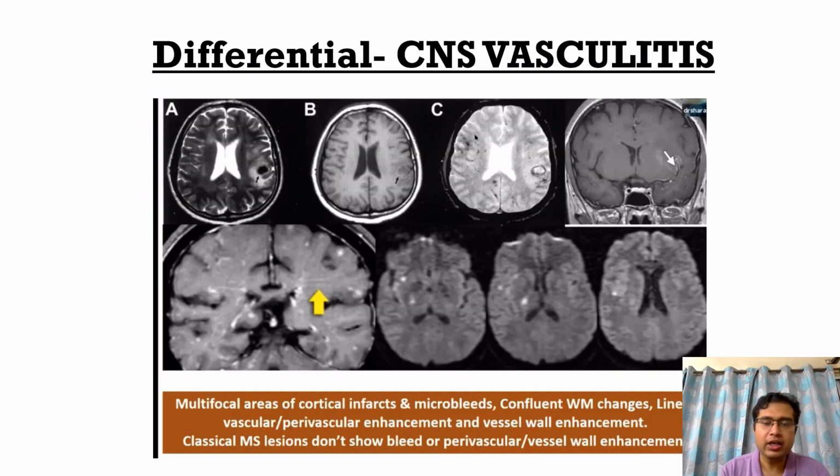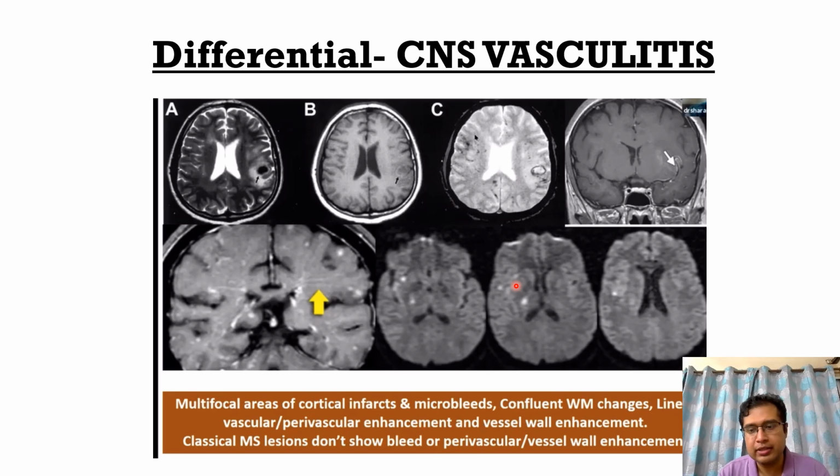So now coming to important differentials for multiple sclerosis, an important differential is actually CNS vasculitis. It's a very common and important differential that is considered by the clinicians. But how to differentiate between a CNS vasculitis and multiple sclerosis? These are also multifocal areas of hyperintensity which are seen on the FLAIR images and the T2 weighted images.